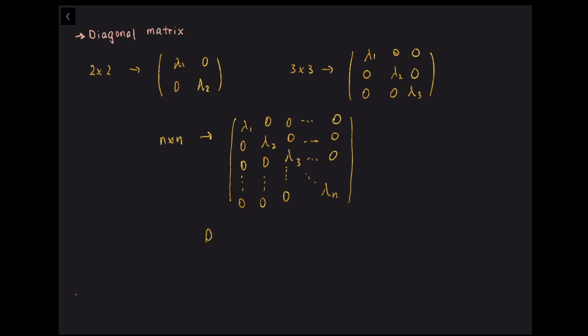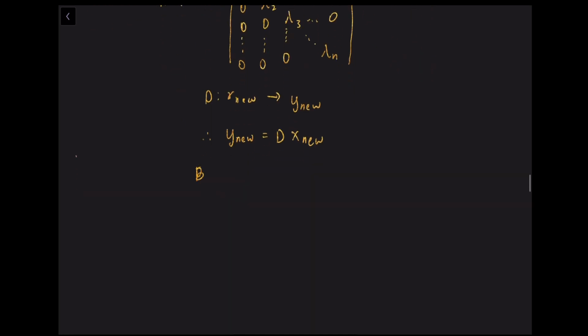If we denote the desired diagonal matrix transformation with respect to the new basis as D, then we obtain x new being transformed by D to become y new. Thus, y new equals D times x new. But we know that xo equals P times x new, and that yo equals P times y new. Thus, y new equals the inverse of P times yo.